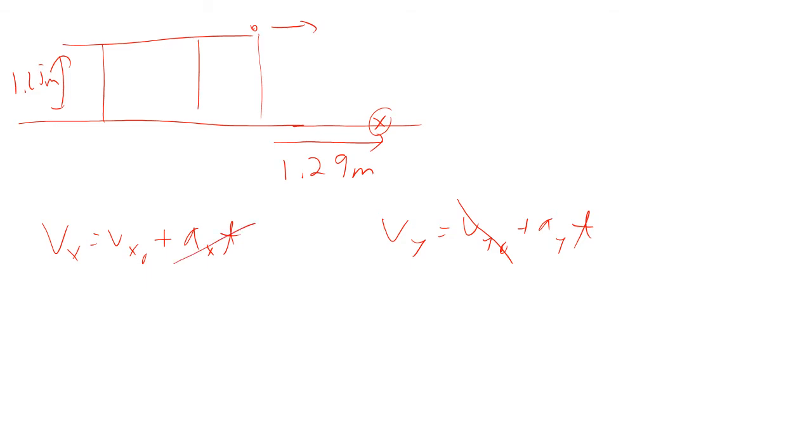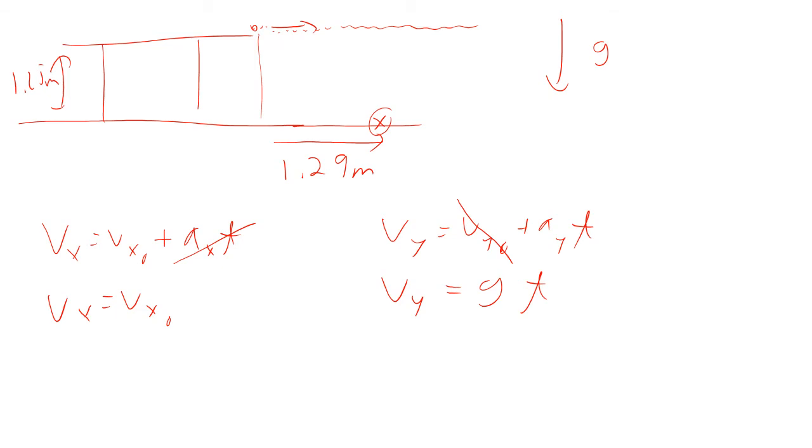There is no x acceleration. So Vx equals Vx naught. In other words, the x velocity doesn't change. So the x velocity continues exactly the same speed as before, and all we're doing is adding y velocity. So Vy equals gt, because I said that down was positive. Okay, and so Vy is gt.